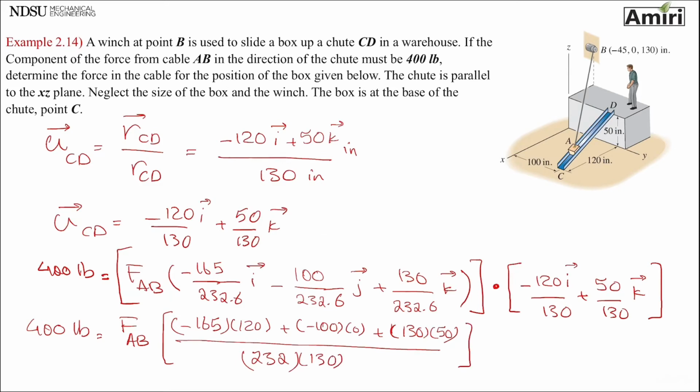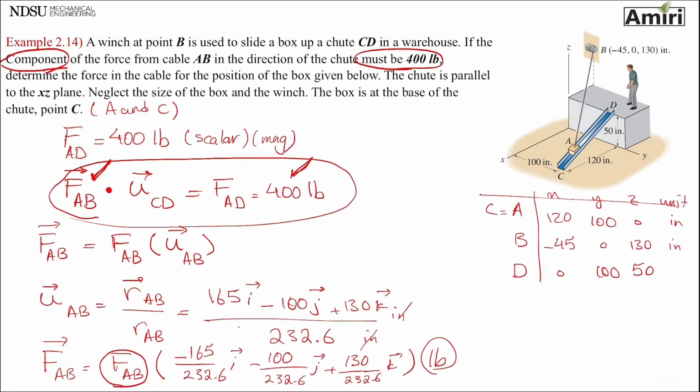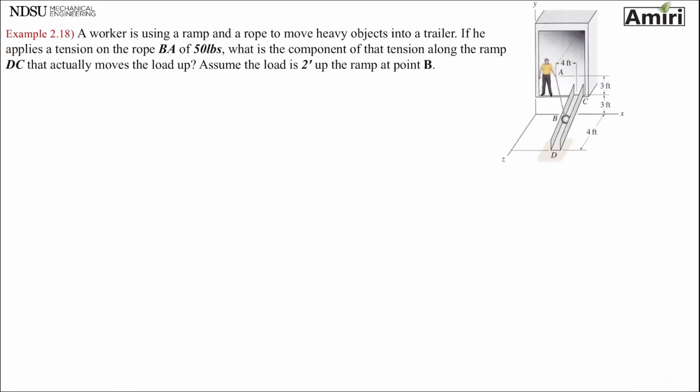If you do the math, FAB is going to be 460 pounds. So again, the important equation was right here to understand what the problem was asking us. This was the key to the solution for this problem. Okay, let's look at another very similar problem.